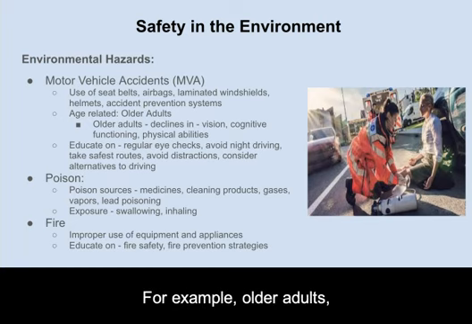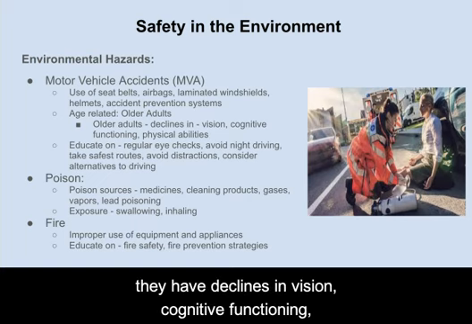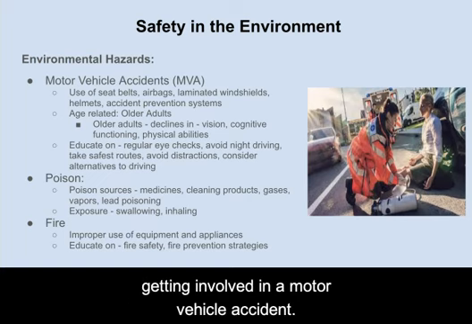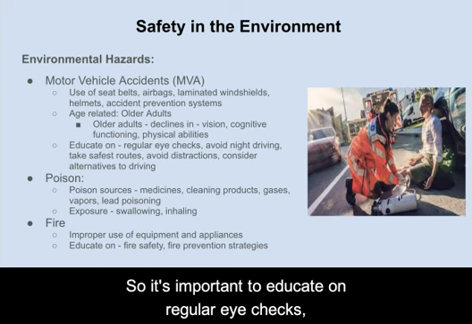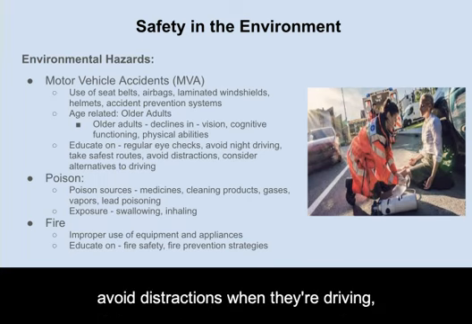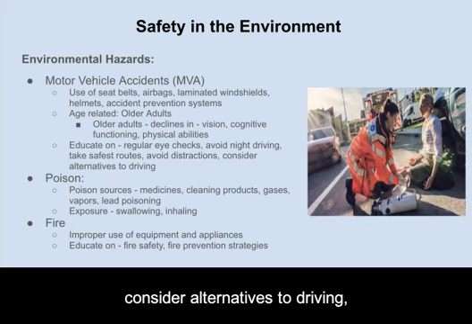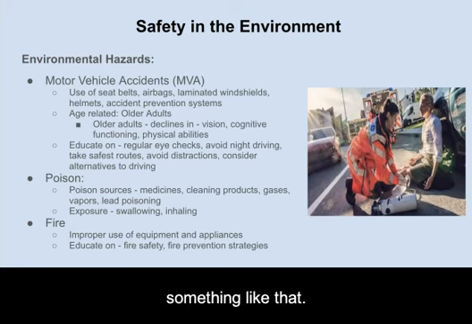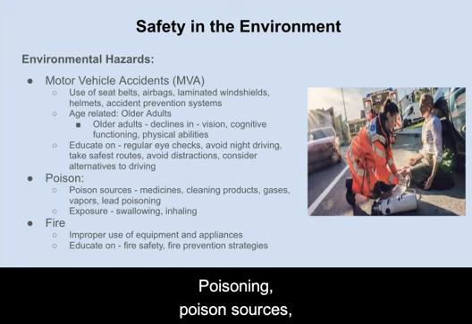Age-related, for example, older adults. They have declines in vision, cognitive functioning, physical ability. So they're more at risk for getting involved in a motor vehicle accident. So it's important to educate on regular eye checks, avoid night driving, take safe routes, avoid distractions when they're driving, consider alternatives to driving, maybe carpooling or public transportation, something like that. Poisoning. Poison sources: medicines, cleaning products, gas vapors, lead poisoning.